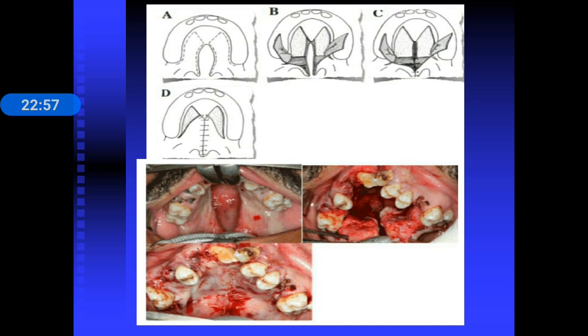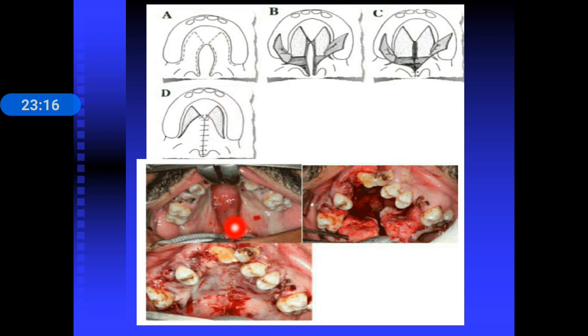And this is the two flap technique. Two flaps are raised on either side of the palatal defect, and then the suturing is done. Here again, this area is left raw to heal. So this is how it looks like.